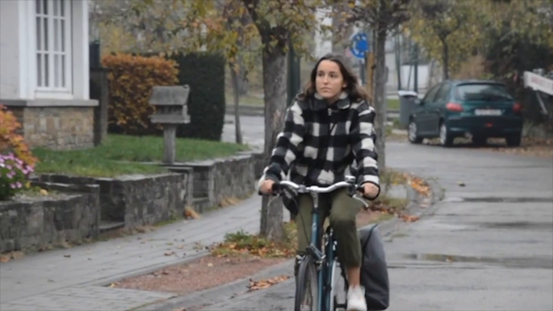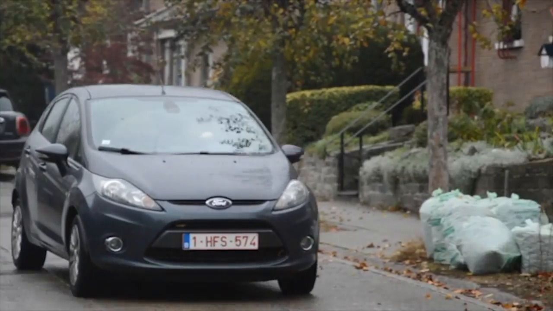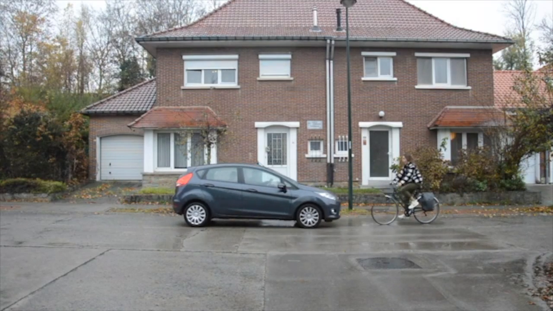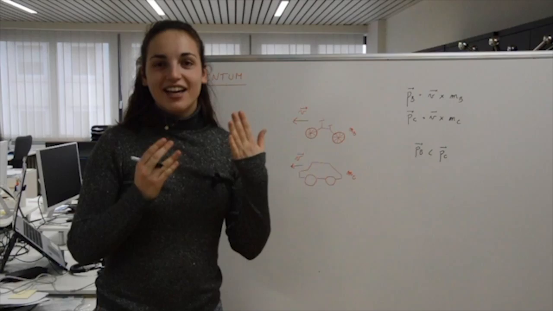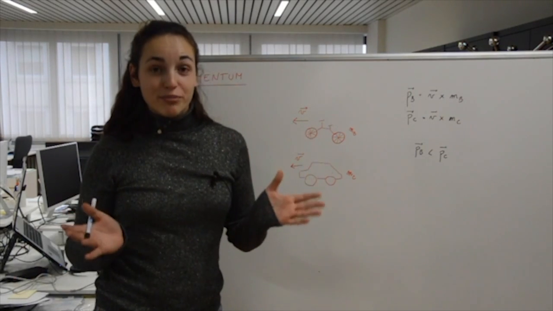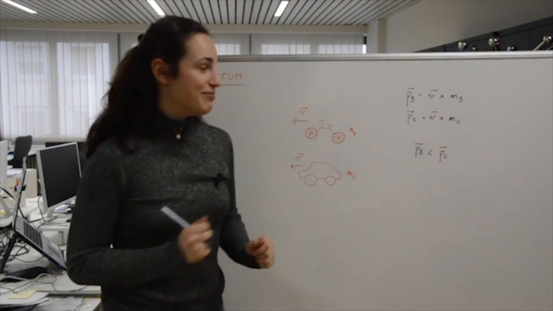Continuing her day, Lucy is peacefully riding her bike when suddenly she almost gets hit by a car. They both braked just on time. This was a close call. We can see that it is much easier to stop a bike from moving than a car, and I'm going to explain to you why.